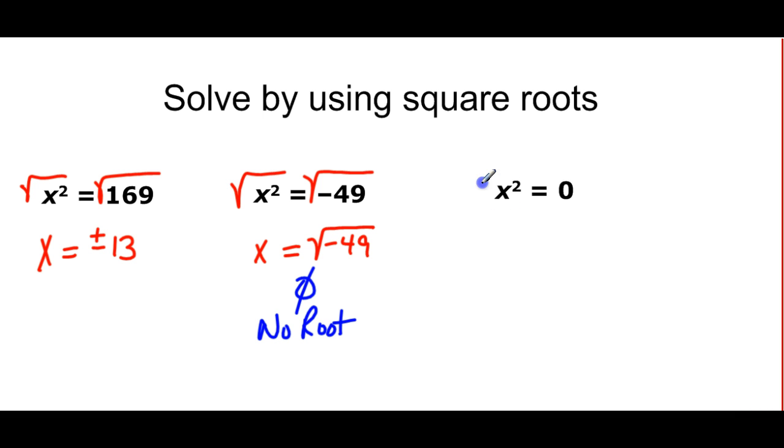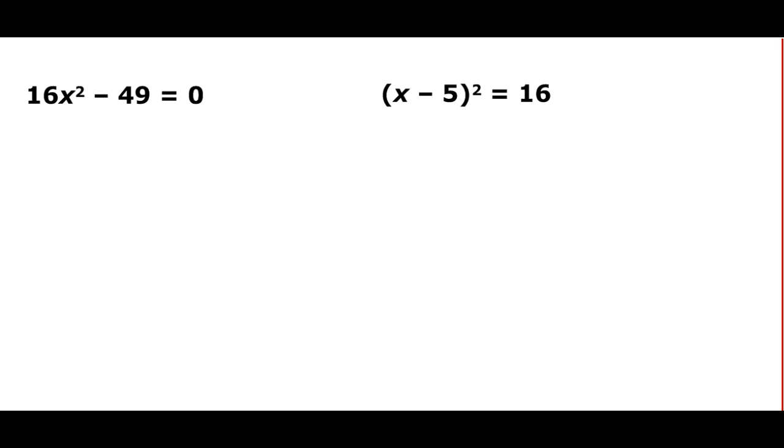Okay? We try this one. Take the square root of both sides. We get x is equal to 0. In this case, we only have one root, one solution. One answer there. All right?